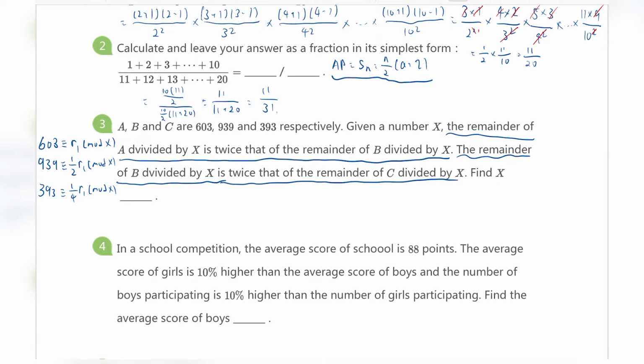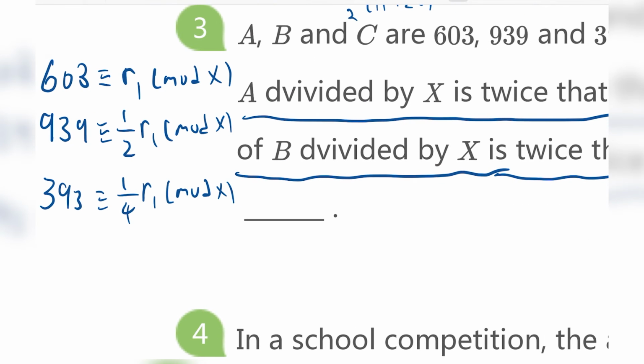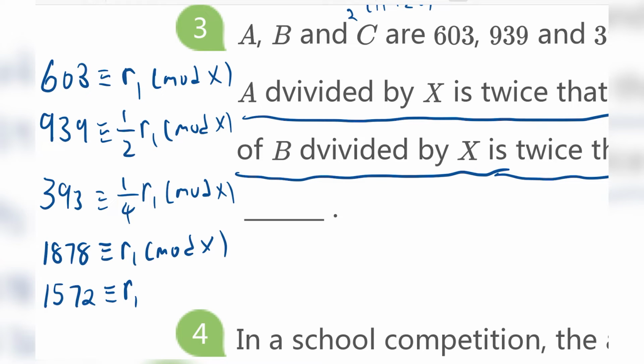Now what we are trying to do is to get rid of R1. In this case, we need to simplify a little bit further. 939 is congruent to half R1 modulo x. We need to multiply by 2 and get 1878 being congruent to R1 modulo x. And for 393, congruent to 1/4 R1, we multiply by 4. We get 1572 congruent to R1 modulo x.